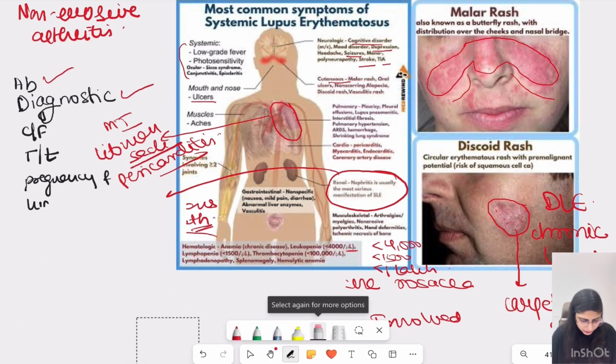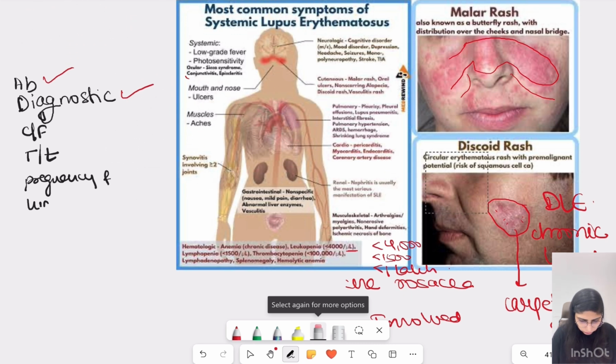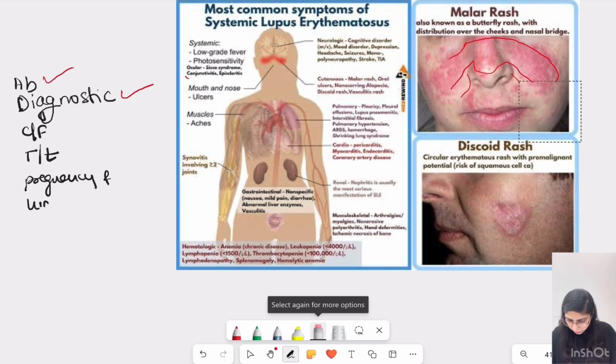Now let's talk about lupus nephritis. Take a break of 2 minutes.